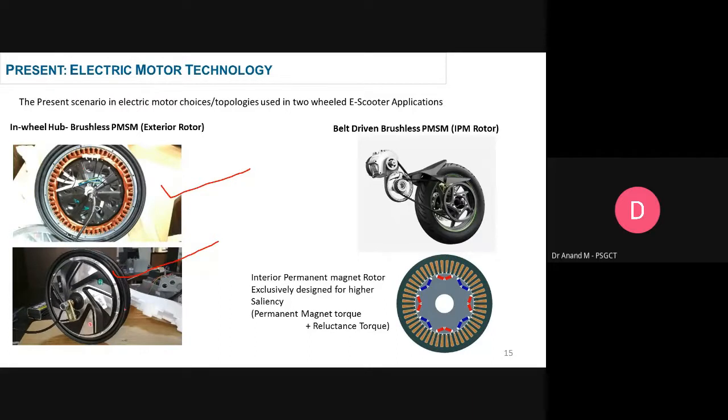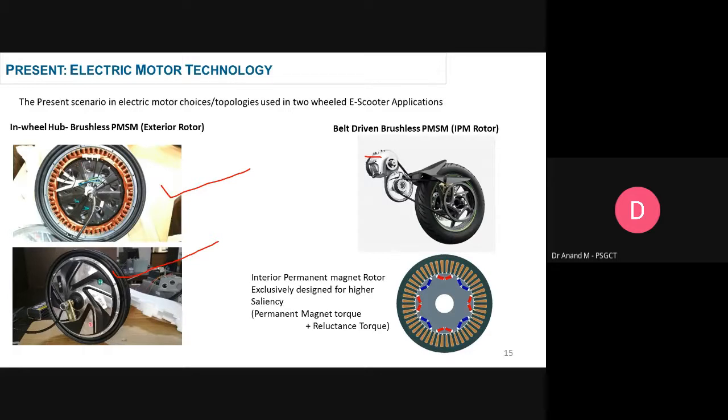So it comes with a volumetric constraint. Your diameter D of the wheel is going to be constrained by the two-wheeler manufacturer. Your L, the stack length of the motor, is again going to be a constraint. So within the volumetric constraint defined by the OEM, we want to pack our torque density and our power density within the specified D and L volume.